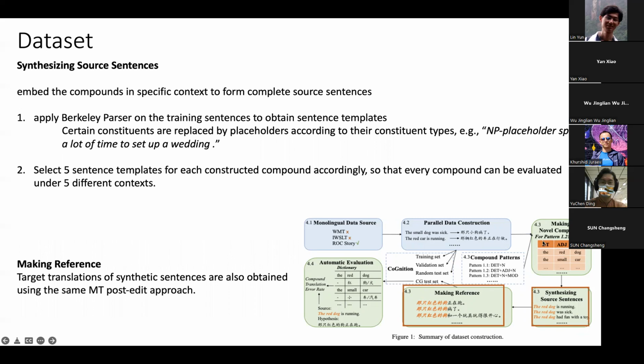And then after you grab the compound, you are trying to create the sentence. So you embed the compounds in specific context to form the complete source sentence. Again, they use a Berkeley parser to get the sentence template. For example, you have a placeholder for a noun, and then you fill the compound into this placeholder to get a sentence. Filling the compound? I think it should be filling the atom, right?